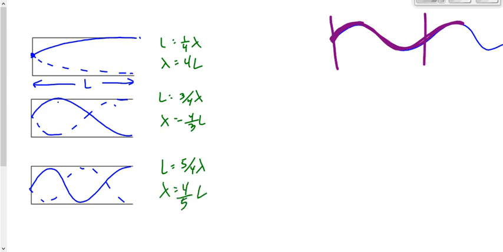So we did exactly the same thing we did on Friday when we had a string that was fixed at both ends, but this time the equations are a little bit different. The idea is the same, the equations are a little bit different because we have to have a node at the fixed end, the closed end, and we have to have an antinode at the open end. All right, let's derive the equations a little bit further now.